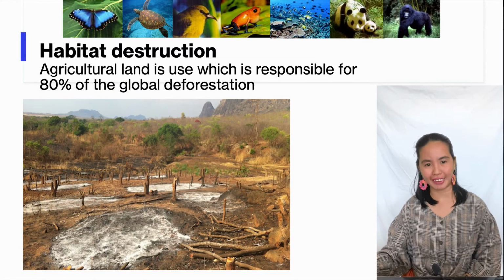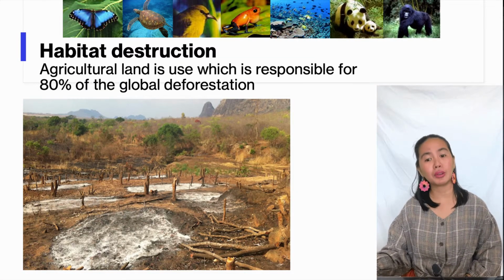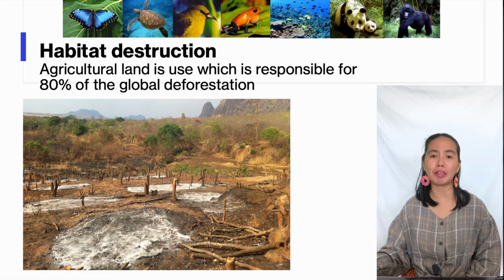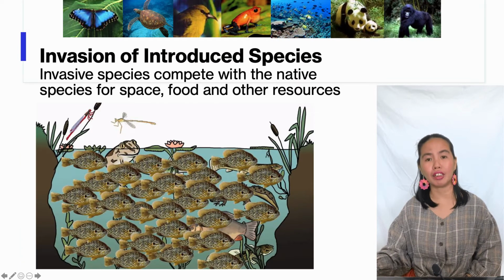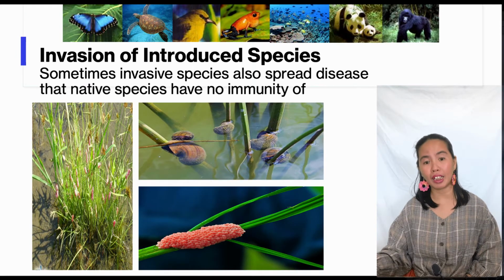Habitat destruction. Agricultural land is used, which is responsible for 80% of the global deforestation. Invasion of introduced species. Invasive species compete with the native species for space, food, and other resources. Sometimes, invasive species also spread diseases that native species have no immunity to.